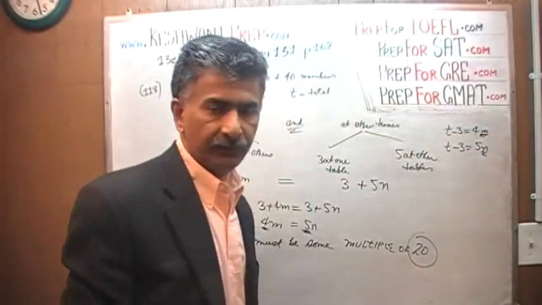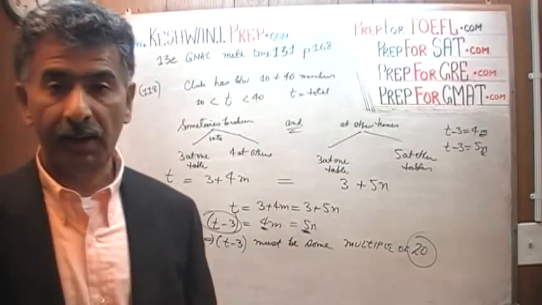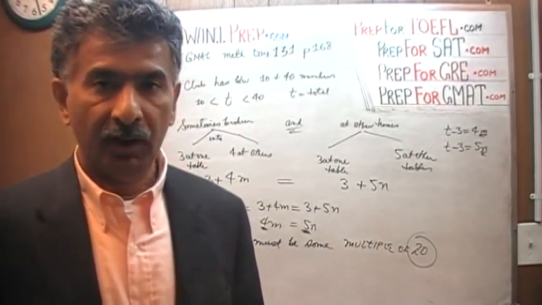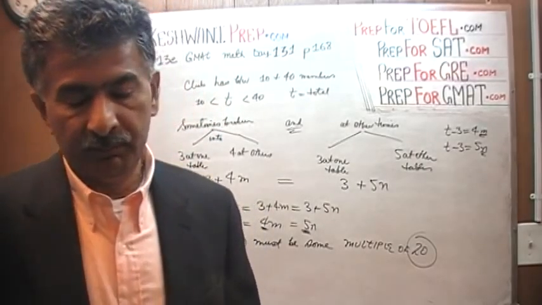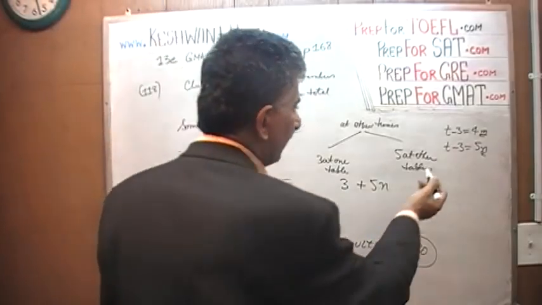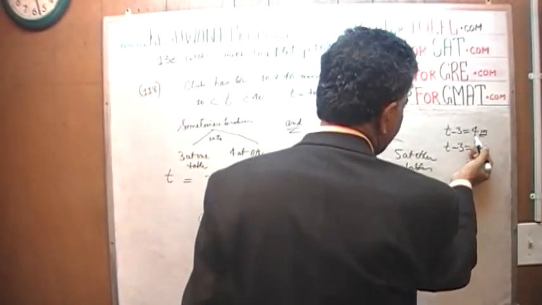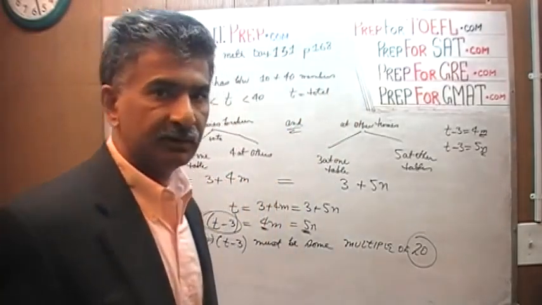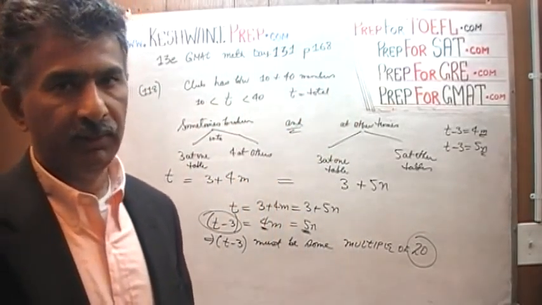They have to be whole numbers, because they represent the number of tables. We can't have 3 and 1/8 of a table. So m is an integer, n is an integer, the number of tables. Therefore, t minus 3 has to be evenly divisible by 5, and has to be evenly divisible by 4. In other words, t minus 3 has to be divisible by 20.